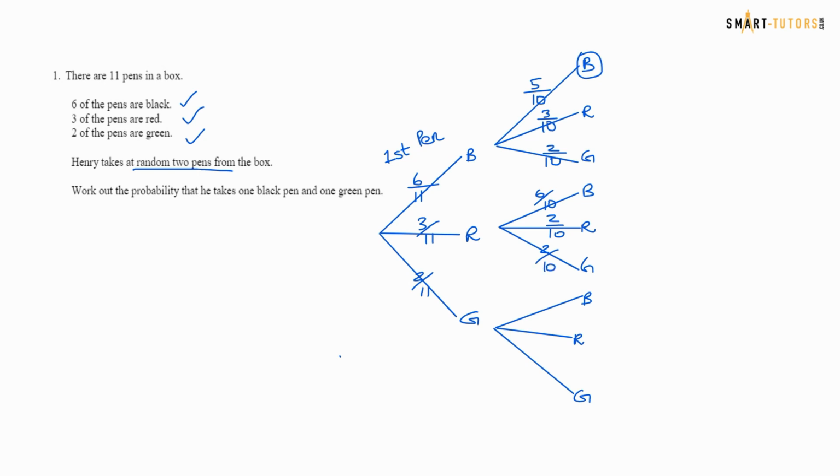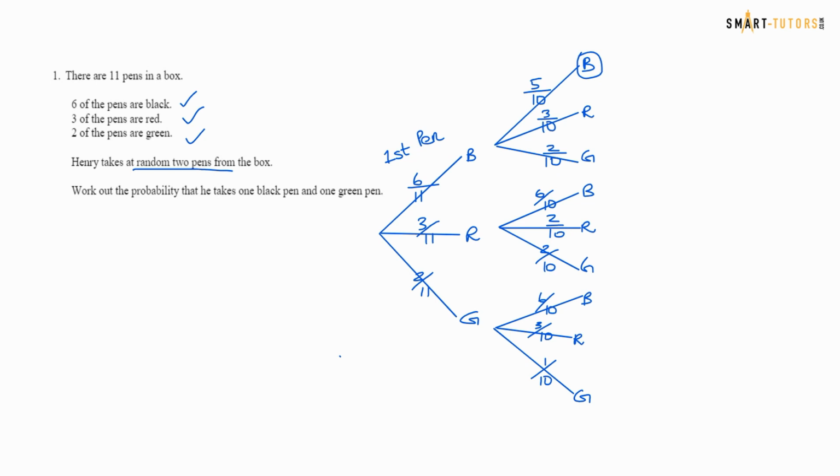Black is going to be taken before green is taken. So black pen, 6 is going to be the same, 6 upon 10. Red after green happened. So red, how many? Red is 3. So 3 is going to stay as it is. Green and green is going to be 1 upon 10.